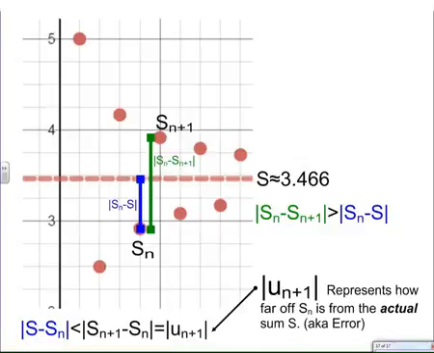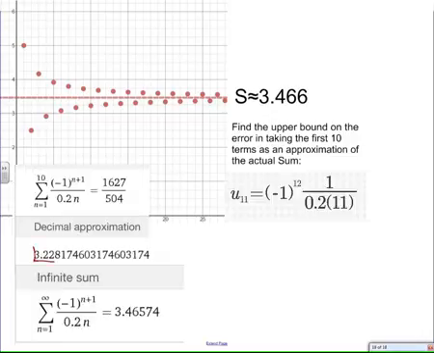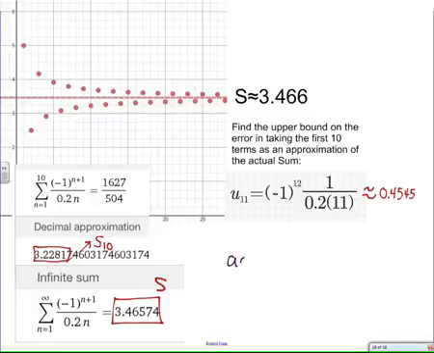Here's what I mean. Observe that I used Wolfram Alpha to estimate the actual sum to infinity of this particular series at 3.466. So that's the actual sum. In most cases we won't know the actual sum, but in this case that's what it is. So the next thing I could do here is find the partial sum. This is the sum of the first 10 terms of the sequence, and that turns out to be about 3.22817 or so. That's the partial sum, s sub 10.